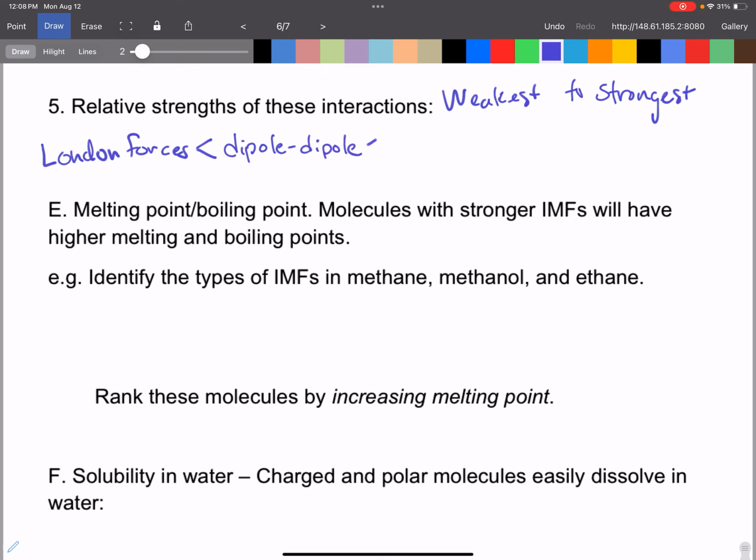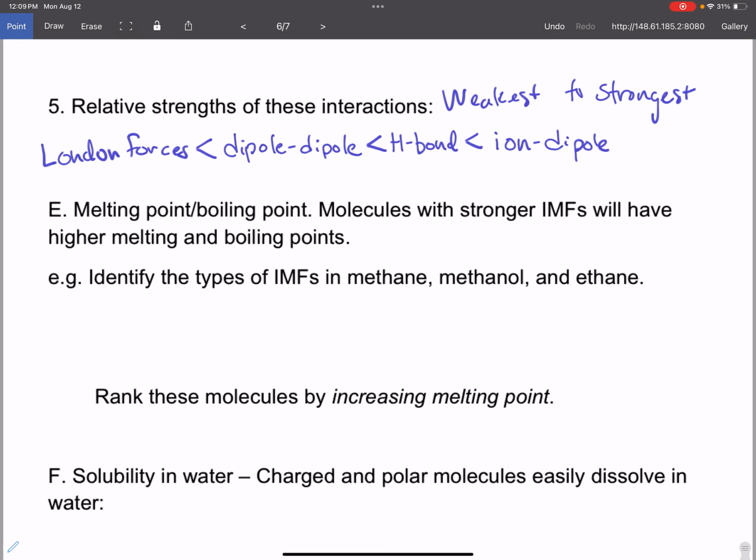And then remember, hydrogen bonds are a type of dipole, but they're so special that we're going to give them their own category. Hydrogen bonds are the strongest dipole-dipole interactions typically. And then ion dipole, most of the time, are the strongest of all of these. And then none of these are as strong as a covalent bond. The covalent bond, being an intramolecular force, is actually stronger than any of these.